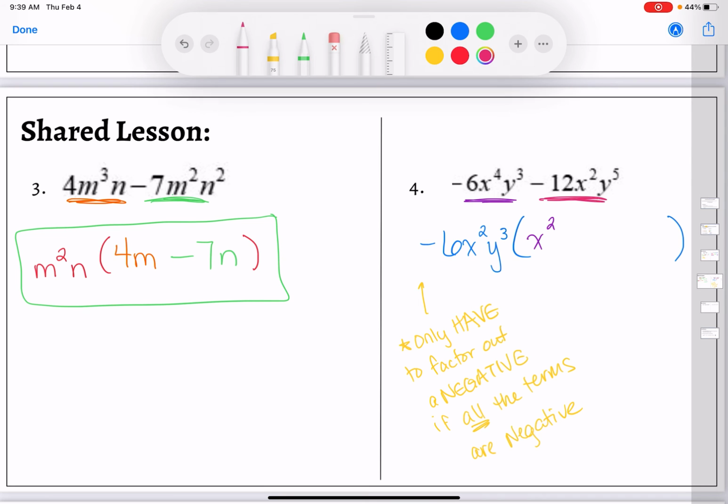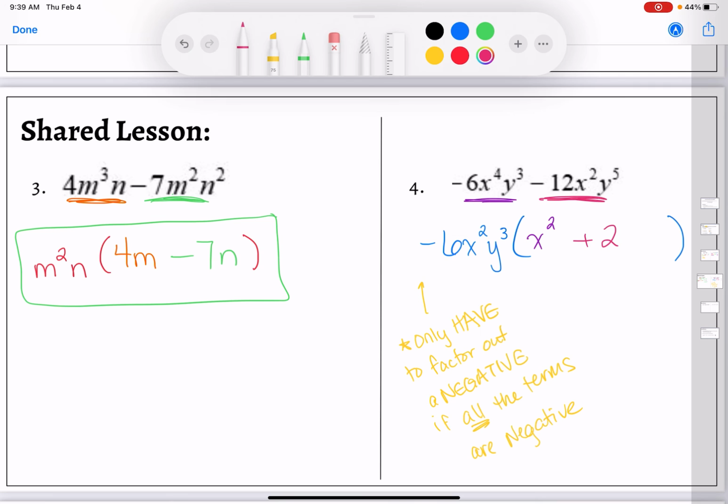Okay, what would I have to multiply negative 6x squared y to the third by to get negative 12x squared y to the fifth? Negative 6 times positive 2 gets me to negative 12, right? Negative 6 times positive 2 gives me negative 12. Watch those negatives. I wouldn't have a negative in that part.